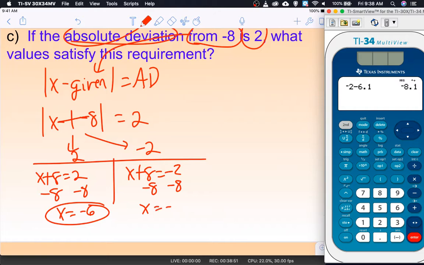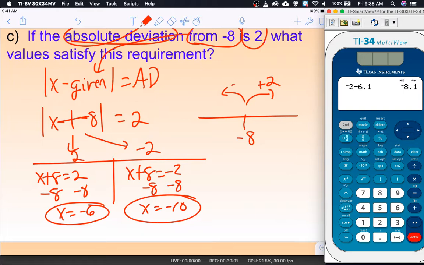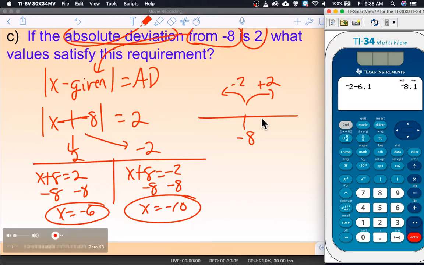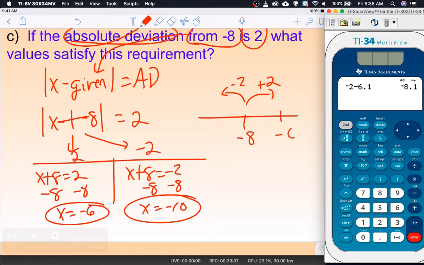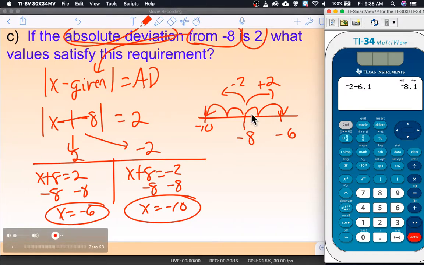and x equals -10. If I'm checking this on my number line method, from -8, I'm deviating 2 up and 2 down. Well, I can see that this looks like it should work. I mean, to -6 and -10, 1, 2 up, 1, 2 down. So there's my mental check of my math.